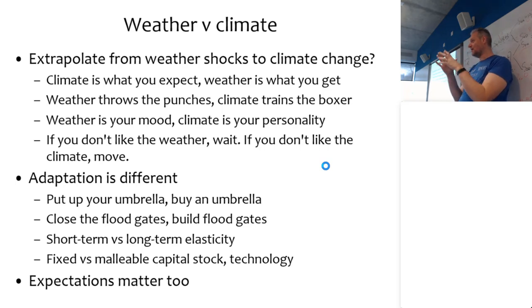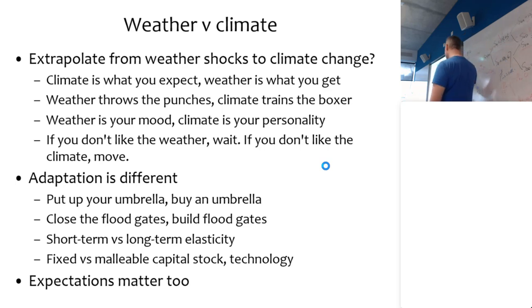So one is the long term, and the other is the very short run. Another way people have phrased it is that weather throws the punches, but climate trains the boxer. Or weather is your mood, climate is your personality. Or, if you don't like the weather, wait, right? Because it will be different in a few hours' time. But if you don't like the climate in the place that you are, the only way to solve it is to move to another place, right?